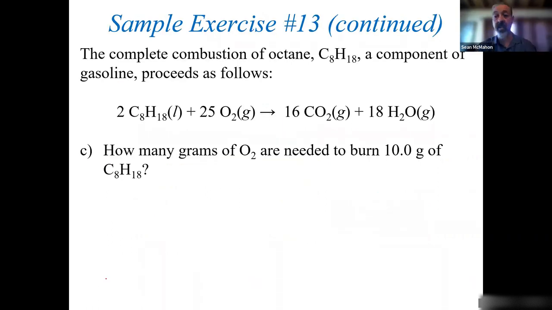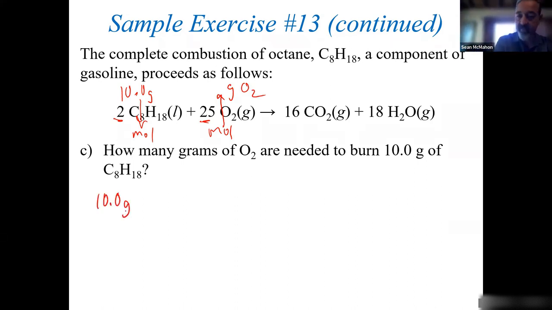So this is a good time to pause and try to figure this out. Like, how many grams of O2 are needed to burn 10 grams of octane? Okay, so what's going to be your path? Well, I have 10 grams of octane, right? And I convert grams of octane to moles. Now, why is that? Because 2 moles of octane react with 25 moles of O2. And once I have moles of O2, I can use the molar mass to convert that to grams of O2. So that's how we're going to do it.